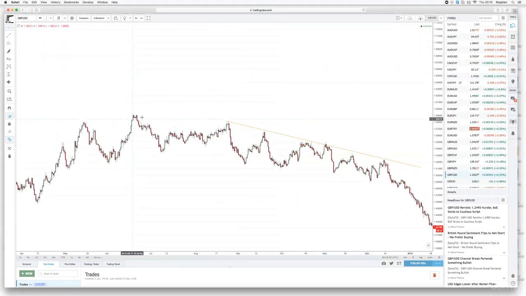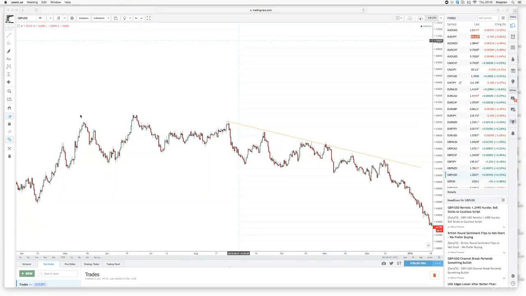I did try and make it fit on this one, but this section looks like it may be the transition period, the ranging section. So we've probably got a really nice uptrend, then a sideways transition, and now we've got the downtrend.